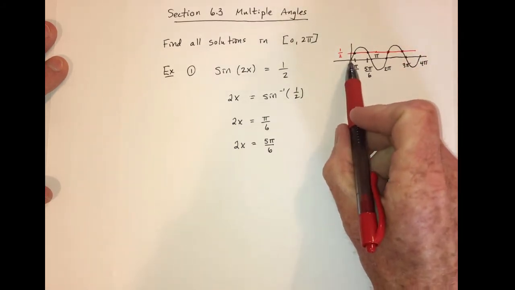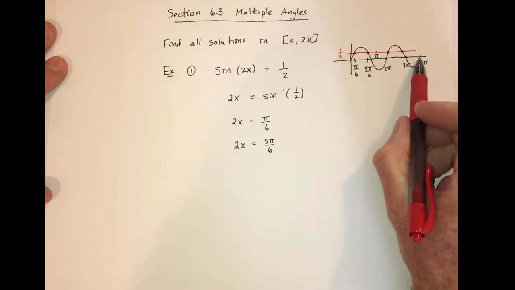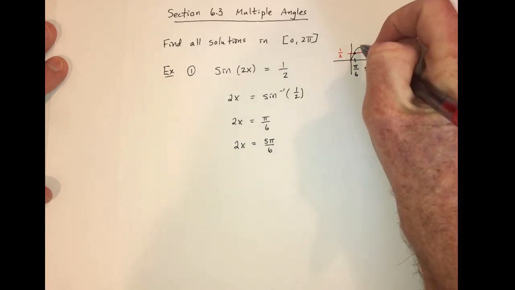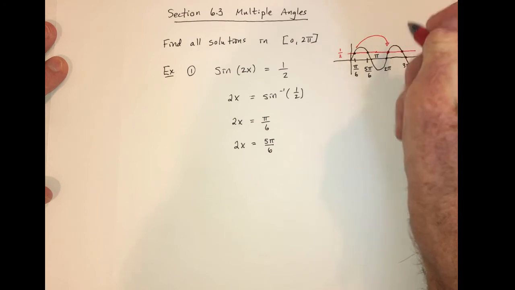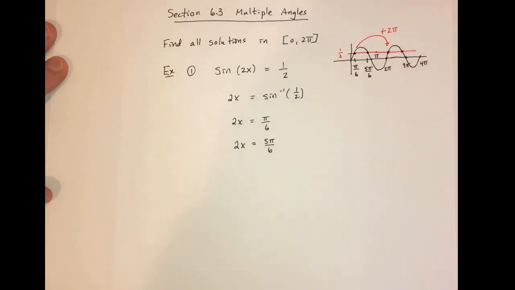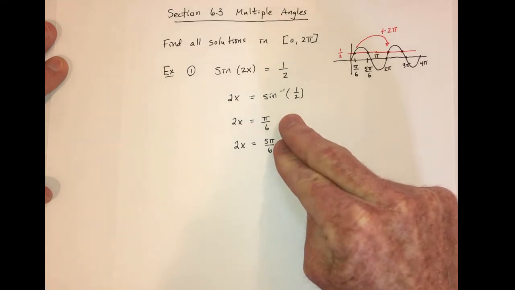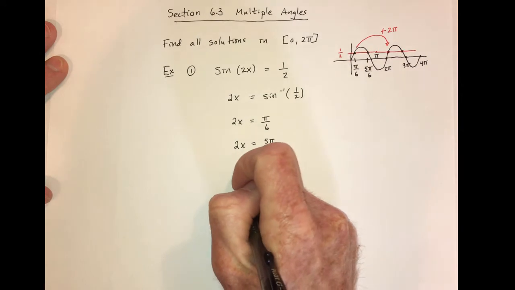So when I drew the graph the first time, it goes from 0 to 2 pi. When I drew it the next time, it goes from 2 pi to 4 pi. So in order to get from here over to here, then you need to add on 2 pi. So just take these original 2 answers, add on 2 pi to each one, and that's how we get the third and the fourth answer.